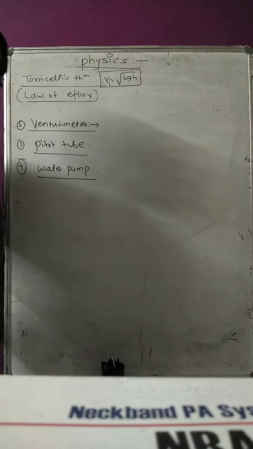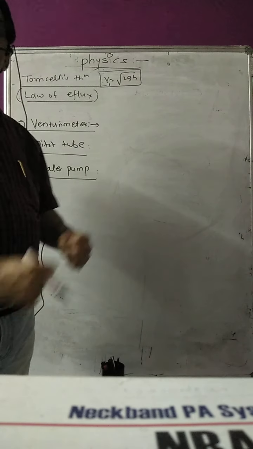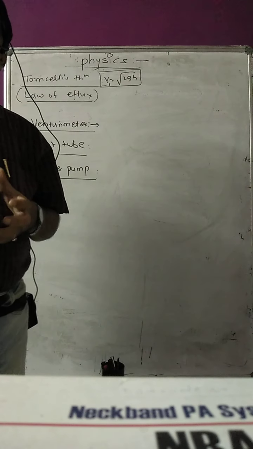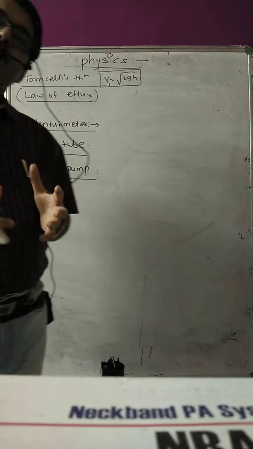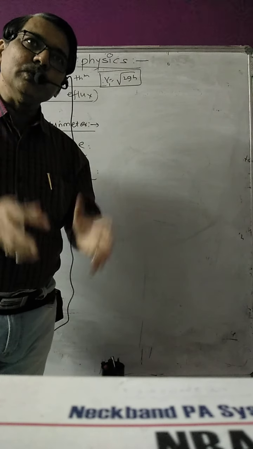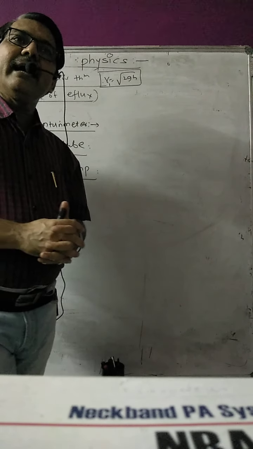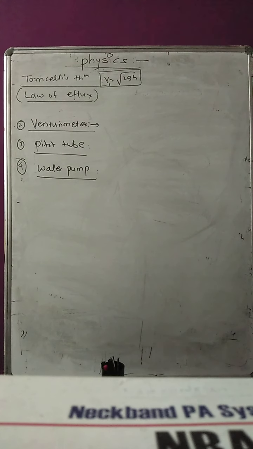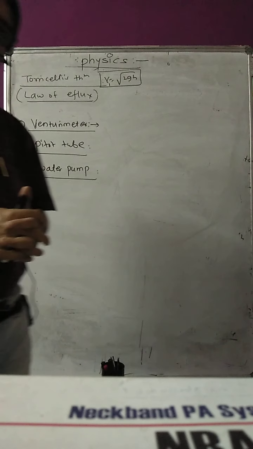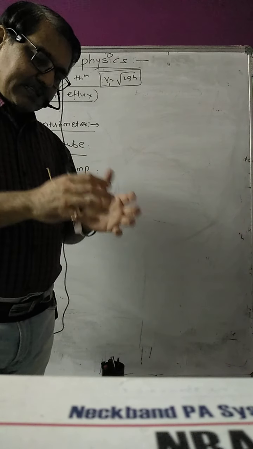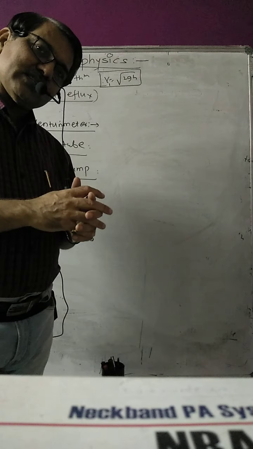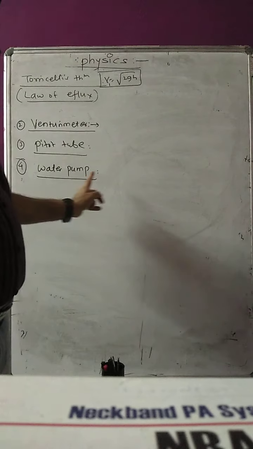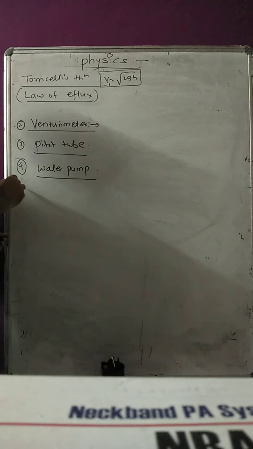The next application is the water pump. Particularly in rural areas, water pumps are there even today. They are taking the pipes, and they are using Bernoulli's principle. In a water pump, Bernoulli's principle is used to reduce the pressure of air contained in a vessel. Whatever air is inside the vessel can be reduced by using the water pump, by using Bernoulli's principle. So that is the fourth application.